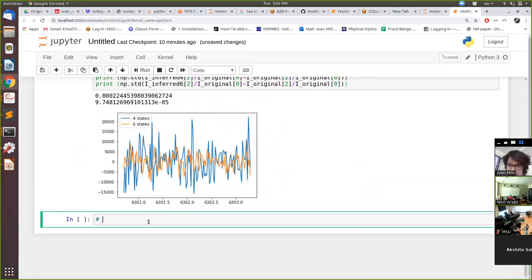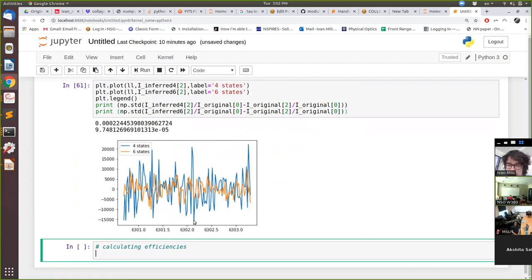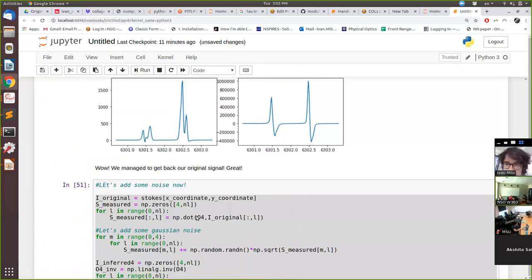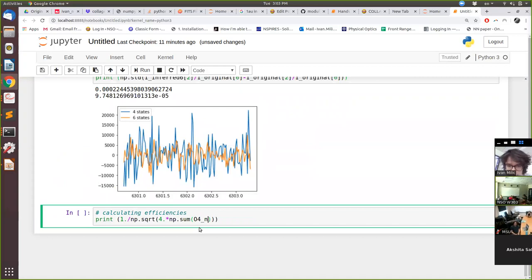So, calculating efficiencies. We're going to print 1 over square root of n, where for the first one n is 4 modulation states, times np.sum of the rows of the inverse matrix. The inverse matrix was called O4 in, I hope. But I'm only summing each row, so we are summing over the second axis, right? Should be something like this. Let's see what this returns.